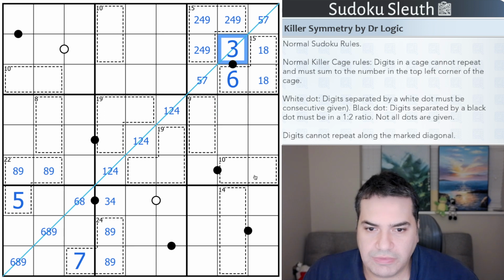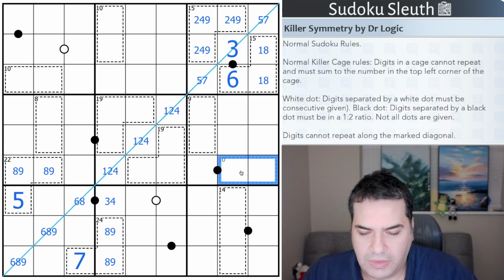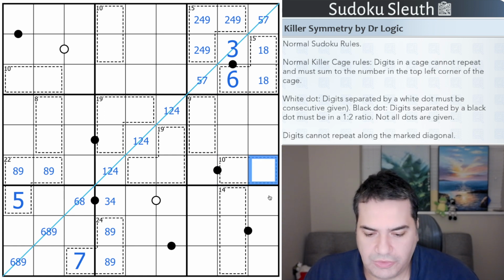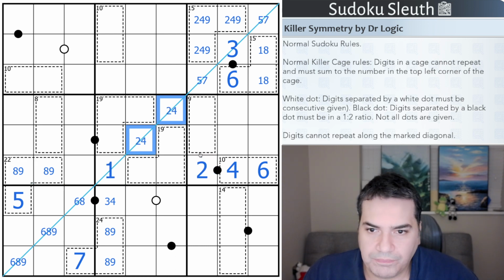So I said 3, 7. That would be forced to be this way. Doesn't work. And then 4, 6, well, that 6 tells us that's the 6, that's the 4. 8 is not available, so that's a 2. That's now forced to be a 1. That's a 2, 4 pair.